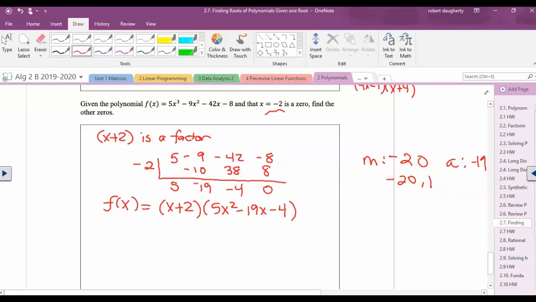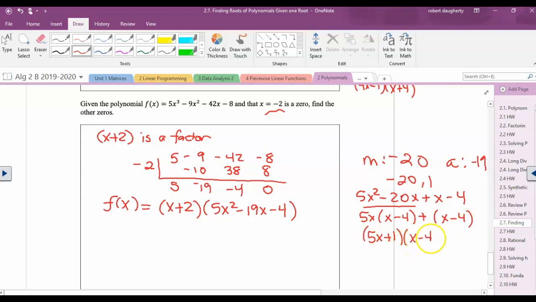So that tells me this can be written as 5x squared minus 20x plus x minus 4. So factor by grouping. This is 5x times x minus 4, plus x minus 4. So what is that? 5x plus 1 times x minus 4. So this final factorization is f of x equal x plus 2, 5x plus 1, x minus 4.